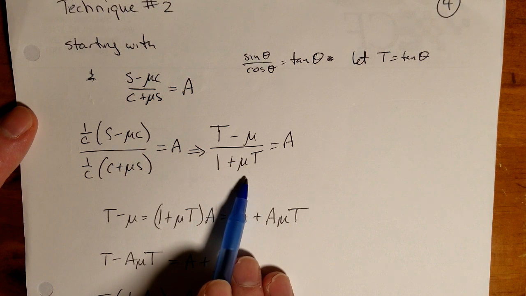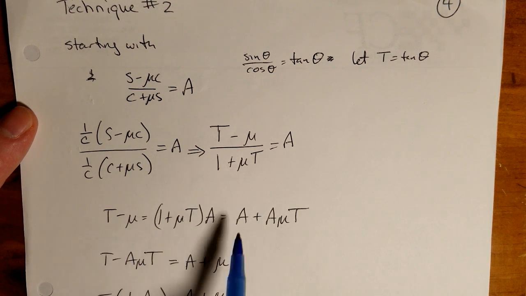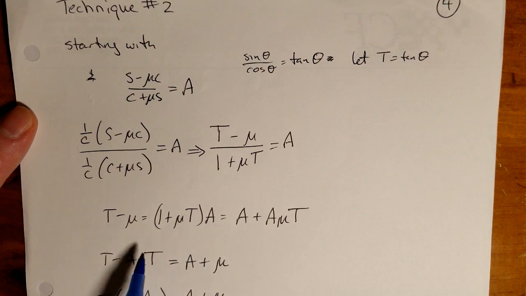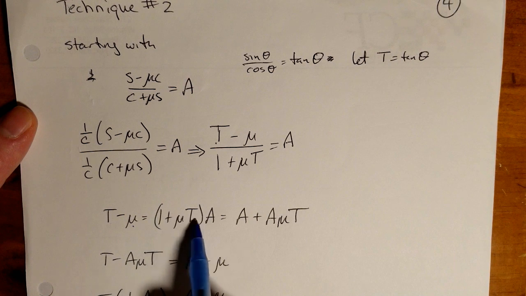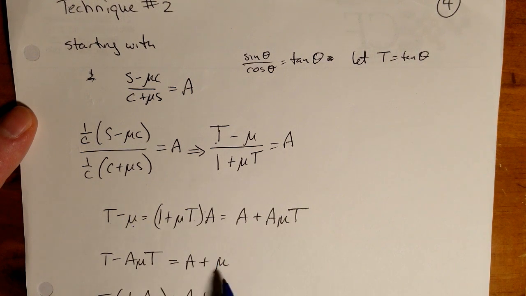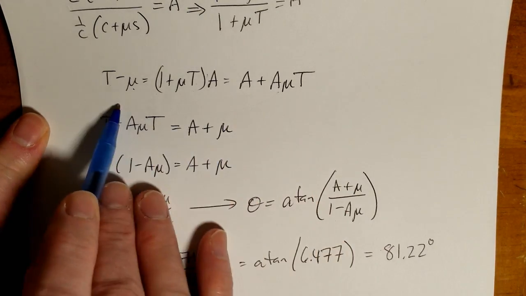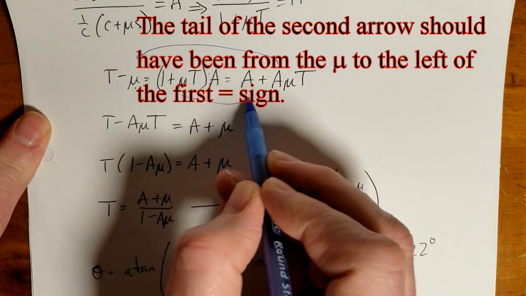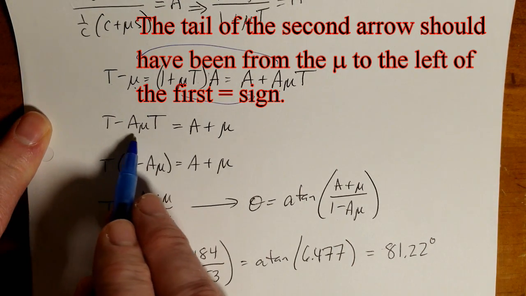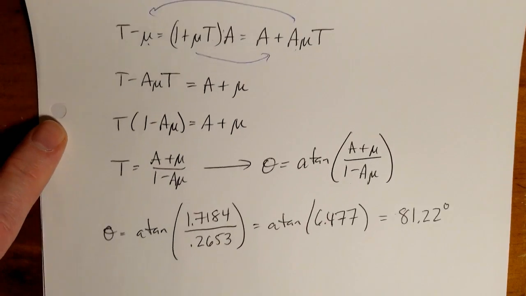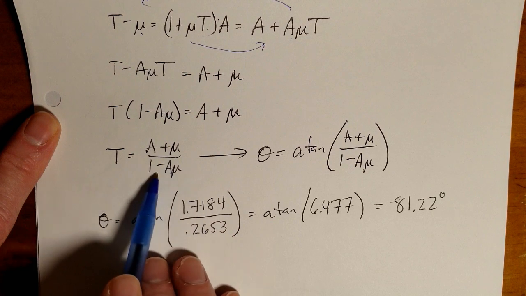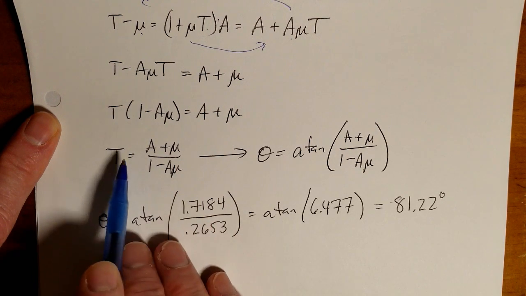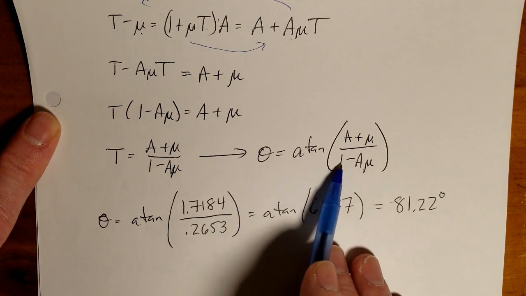I immediately have only one trig function, and so I do a little cross multiplying, or multiply both sides by this denominator to get this. So I have T minus mu is equal to 1 plus mu T, quantity times A. Distribute the A. Ultimately, I'm looking for the angle. I get my tangent terms on one side, so I bring this over to here, and I bring this over to there, and I'm left with T minus A mu T is equal to A plus mu. T times 1 minus A mu is equal to A plus mu, and so divide by this since we want tangent by itself, and ultimately theta is equal to the arctan of that ratio.